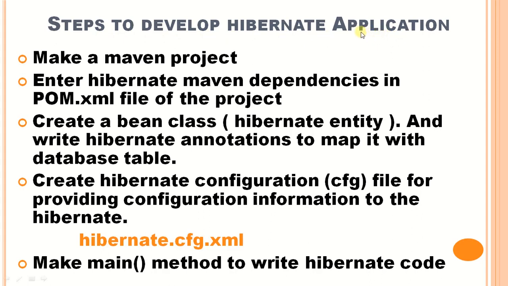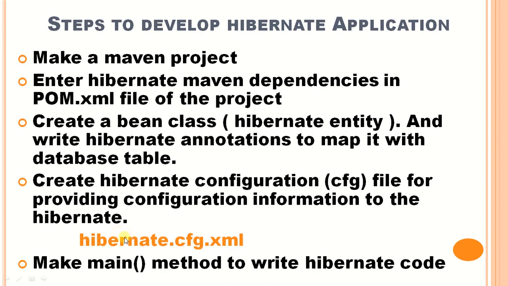To make the Hibernate application, we will follow some of these steps, and these steps are written over here. Very first, we will make a Maven project. After this, we will do entry of Hibernate Maven dependencies in pom.xml file of the project. Next, we will create a bean class, that is Hibernate entity class, and write Hibernate annotations to map it with the database table. Then in the next step, we will create Hibernate configuration file, that is also known as a CFG file, for providing configuration information to the Hibernate.